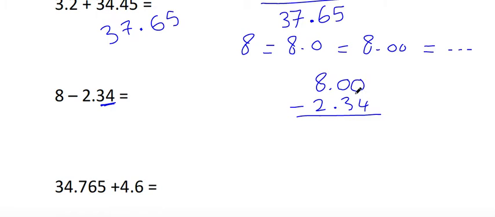Now I cannot subtract across zeros, so I will borrow from here. It will be 7, and here it will be 9, here it will be 10. 10 minus 4 equals 6. 9 minus 3 equals 6. And 7 minus 2 equals 5. So the result will be 5.66.